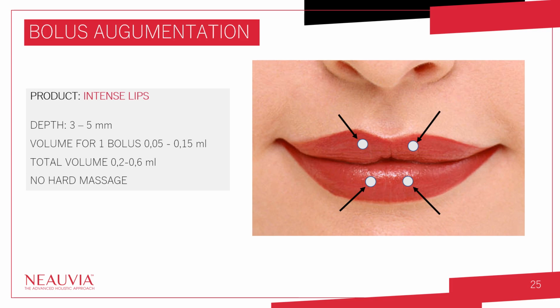Bolus augmentation technique. The tubercles of the upper and lower lips are natural areas of prominence that should be unchanged during the lip augmentation. A small amount of product in the tubercle point can induce a great lip projection. So again, 0.05 to 0.1 ml for each injection point. Total volume of substance used is around 0.4 to 0.6 ml. Also in this case, no hard massage is required.